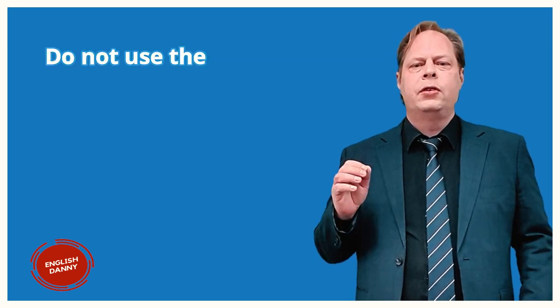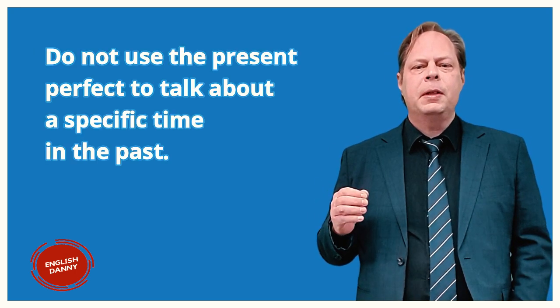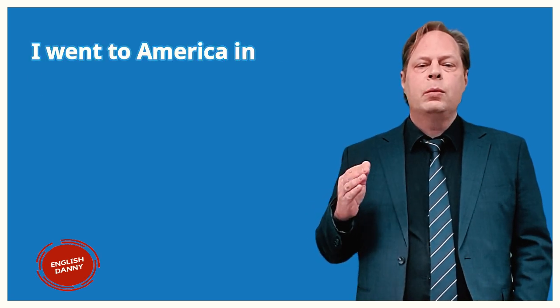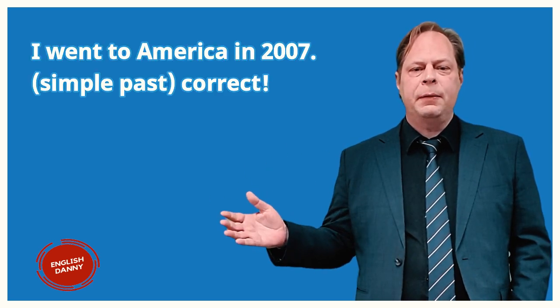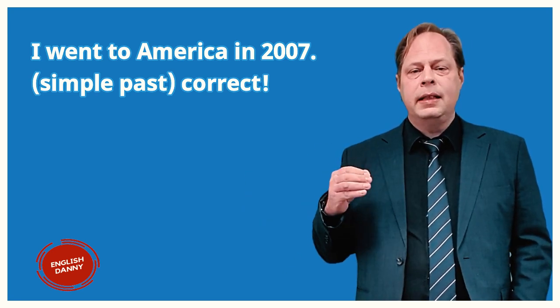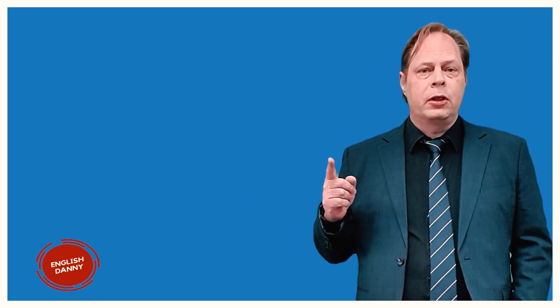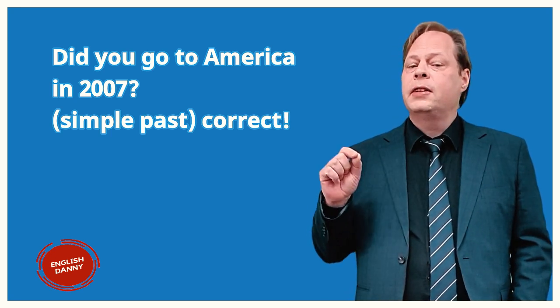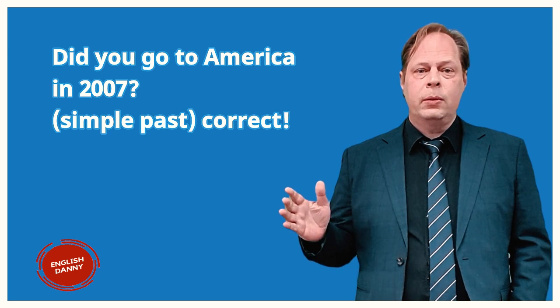We cannot use the present perfect to talk about a specified time. For example, I went to America in 2007. This sentence is correct, and it is simple past tense. Let's look at a question. Did you go to America in 2007? Again, simple past tense and correct.